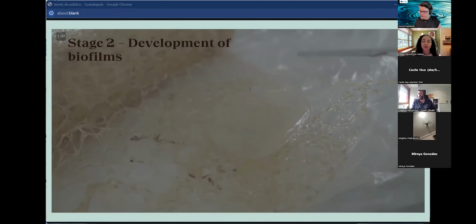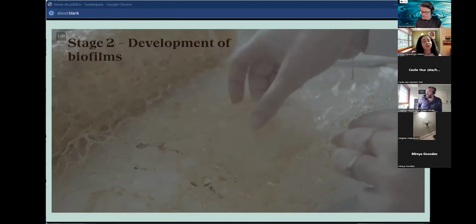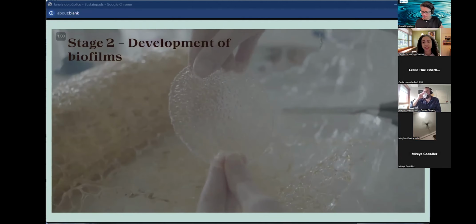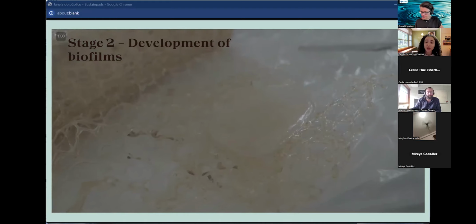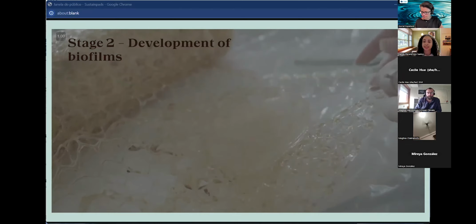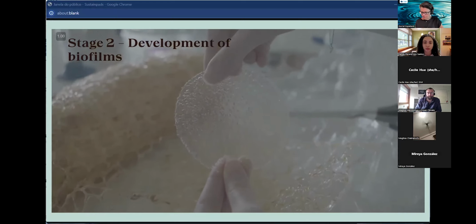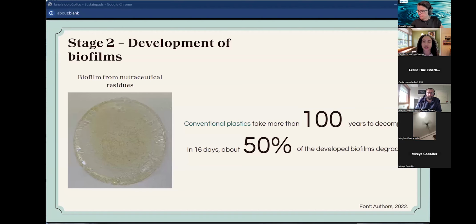In the second stage, to replace the plastic layers, we tested the cocoa mesocarp and nutraceutical residues to develop our biofilms. The nutraceutical residues showed our best results, so with this material, we obtained the top and the bottom layers of our product, since depending on the concentration of this material, it could be absorbent and also it could be waterproof. So considering that conventional plastics can take more than 100 years to decompose, we analyzed the decomposition capacity of our biofilms, and we found that in 16 days, 50% of the developed biofilms was degraded.